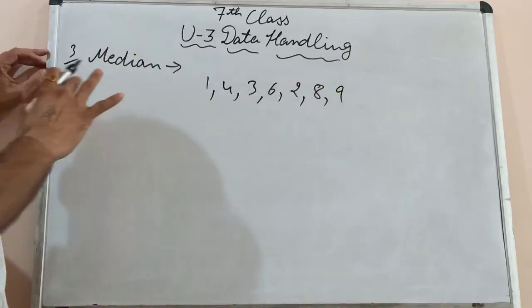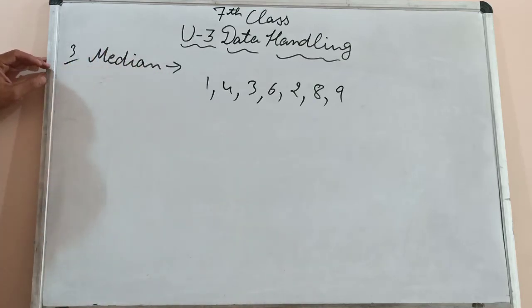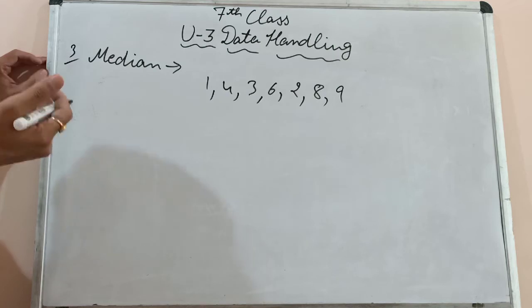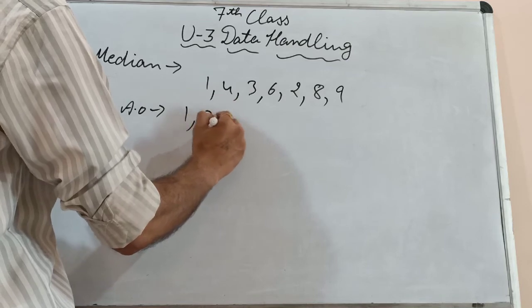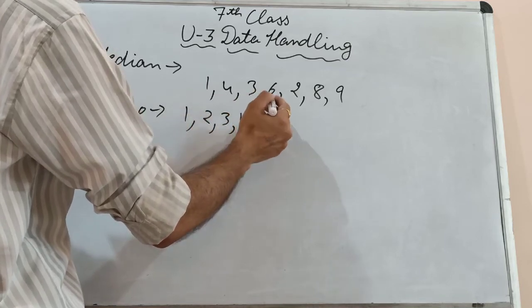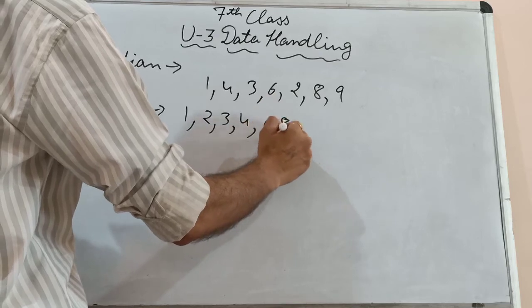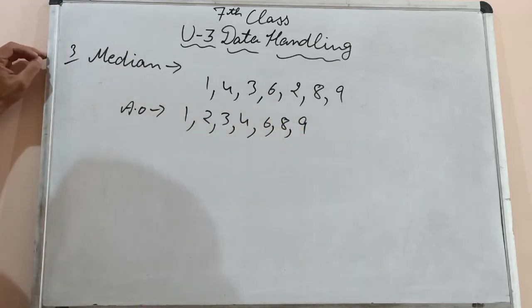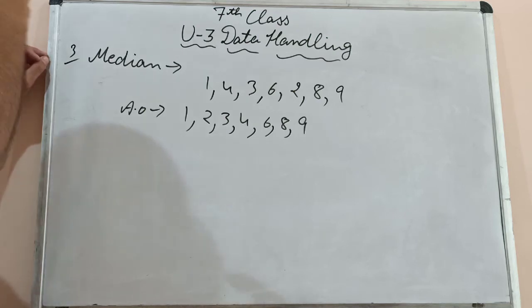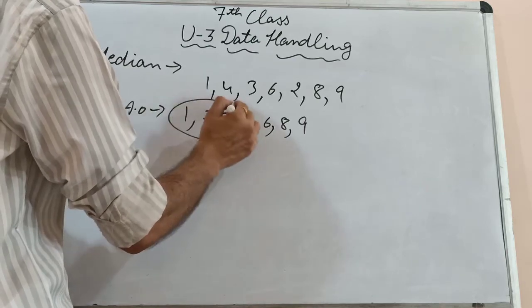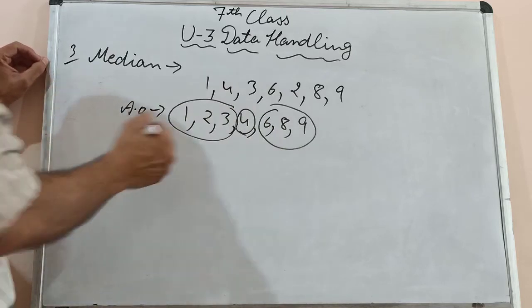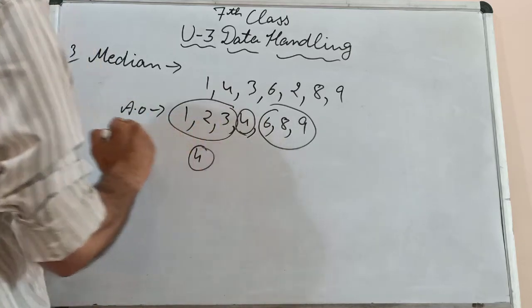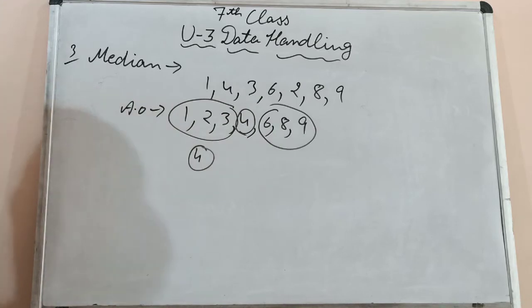Okay. So before finding the median, we have to make the data in ascending or descending order. So by making it in ascending order, so 1, 2, 3, 4, 6, 8, 9. Okay. So we have here 7 terms. Okay. So in the 7 observations, if we leave first 3 terms and last 3 terms, in the middle we get 4. Okay. So this will be the median. So 4 will be the median in this data.